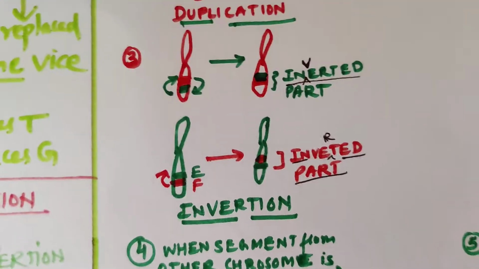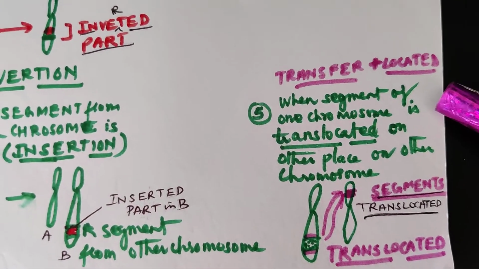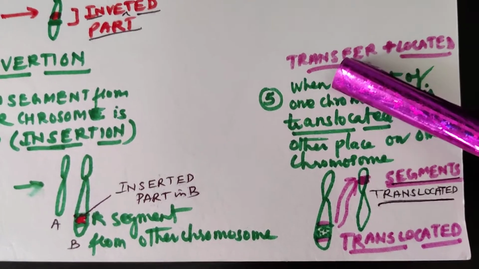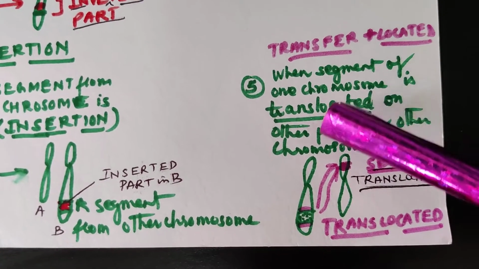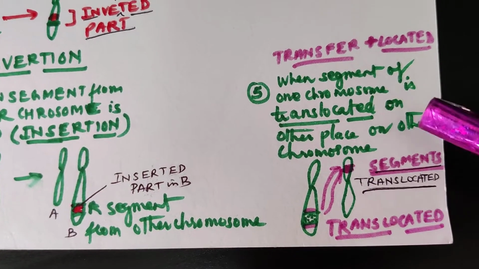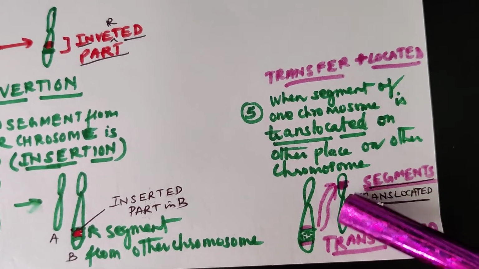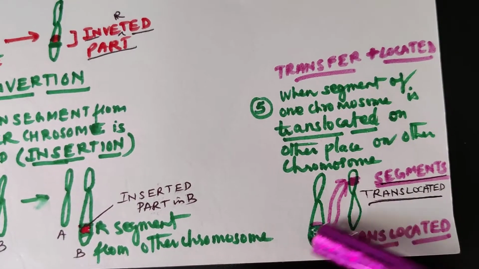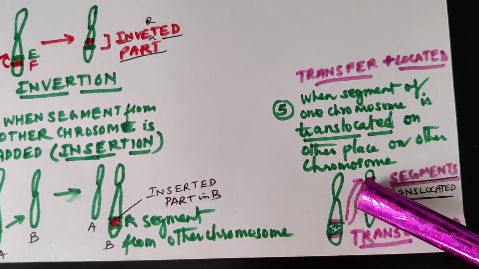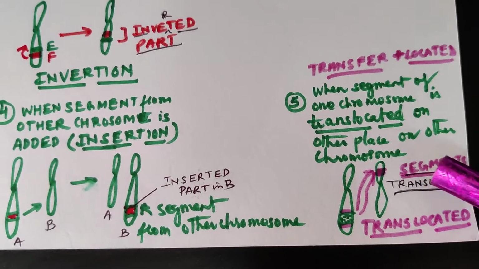Now what happens in the translocation process? From the word translocation it is clear: transfer plus located. When a segment of one chromosome is translocated to another place on another chromosome, it is called translocation. This is chromosome A and this is chromosome C. So when this gene segment is translocated to the other chromosome, it is called a translocated segment.